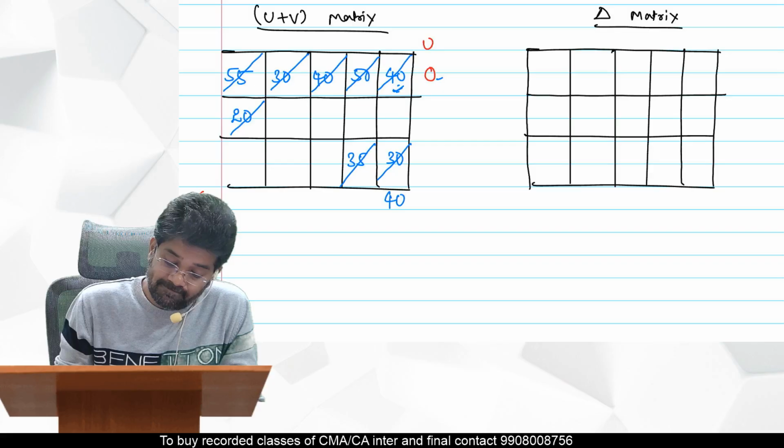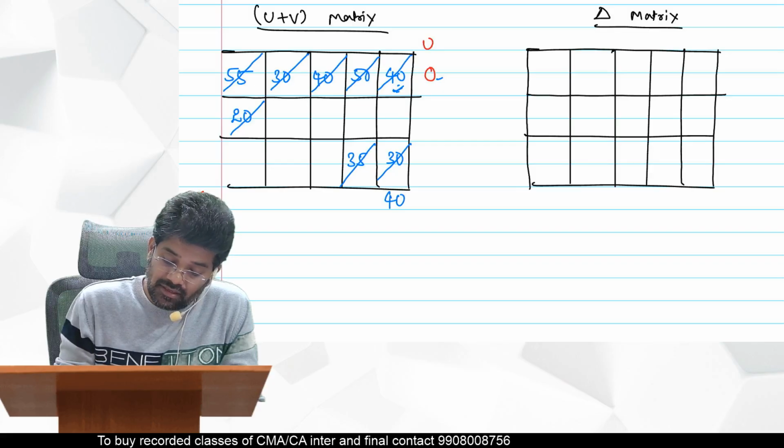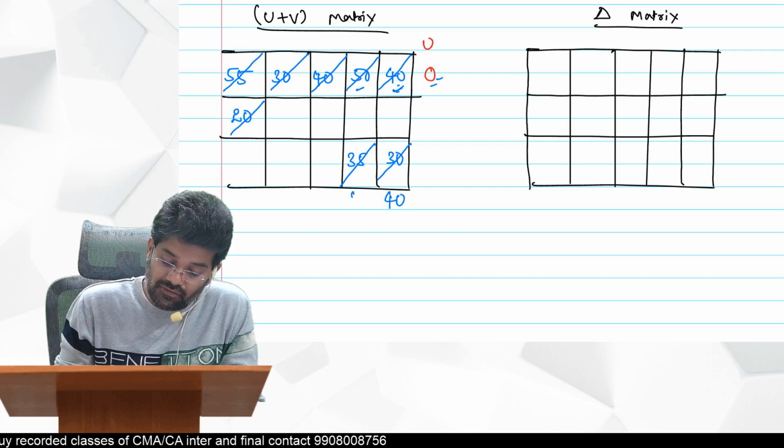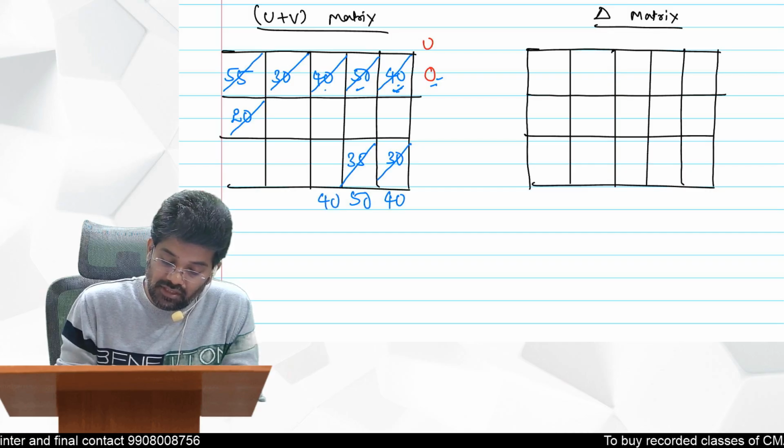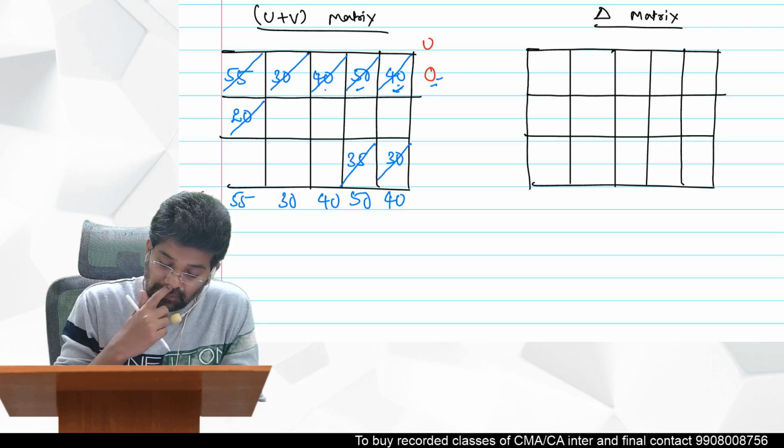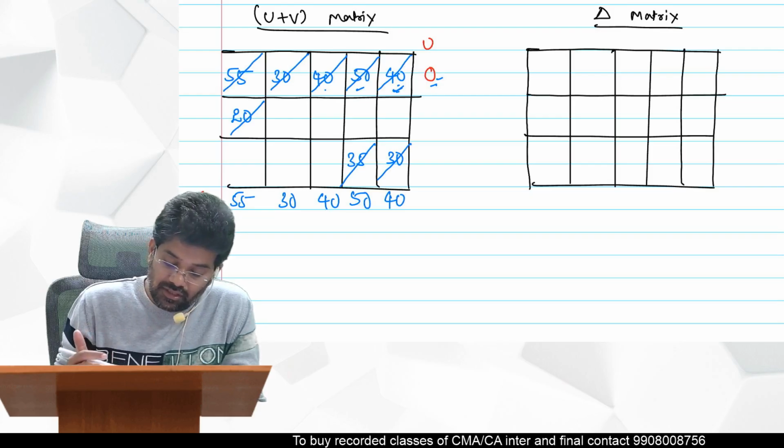Next, here we have cost 50, u value 0. So how much should be the v value here? 50. Here cost 40, u value 0. So v value must be 40. 30. So here also 30. Here 55. So we got now here v values.